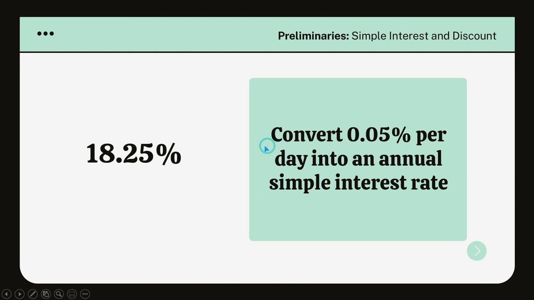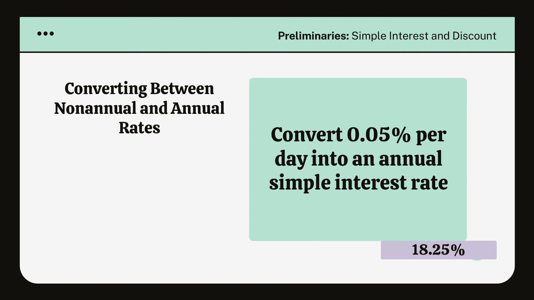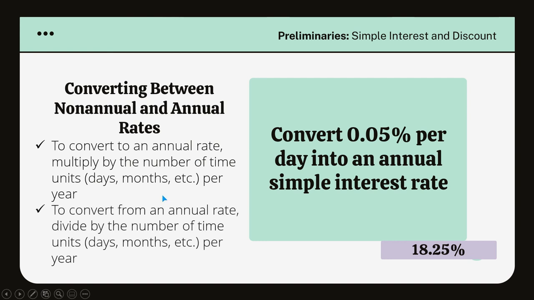Alright. So the answer is, and the reason behind that, converting between non-annual and annual interest rates. If we're gonna convert to an annual rate, we just simply need to multiply by the number of time units per year. The other one is converting from an annual rate, meaning sa kada taon, i-convert natin siya sa kada buwan, or kada araw, or kada linggo. So for that, we just simply need to divide by the number of time units per year. In this case, we are converting from days to years.